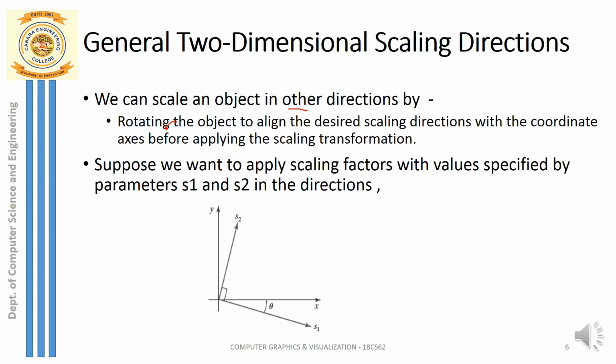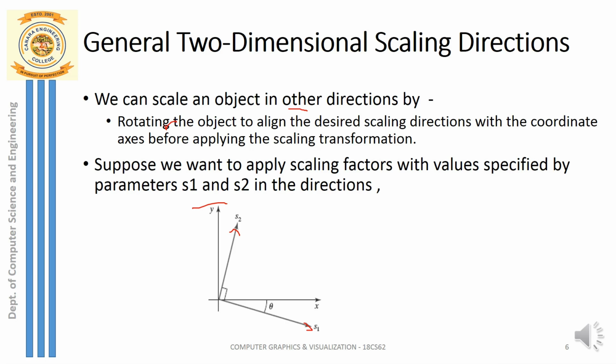Consider here that I have to apply scaling factors with values specified by the parameters s1 and s2. You can just see the direction of scaling. I have to scale along both the x-axis and the y-axis. So scaling is done along both the x-axis and y-axis. About both the axes, how can I scale together?